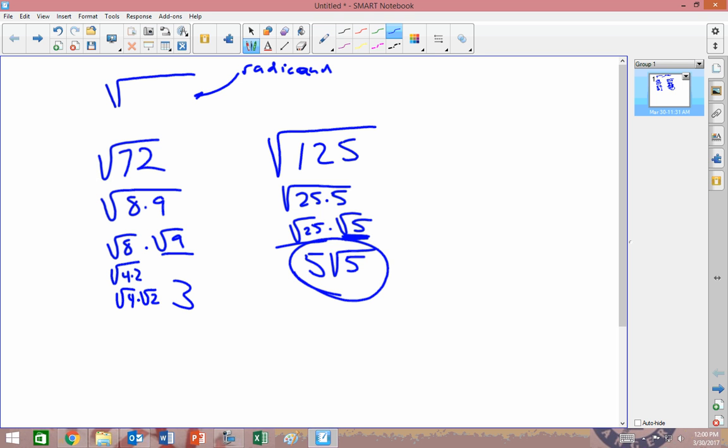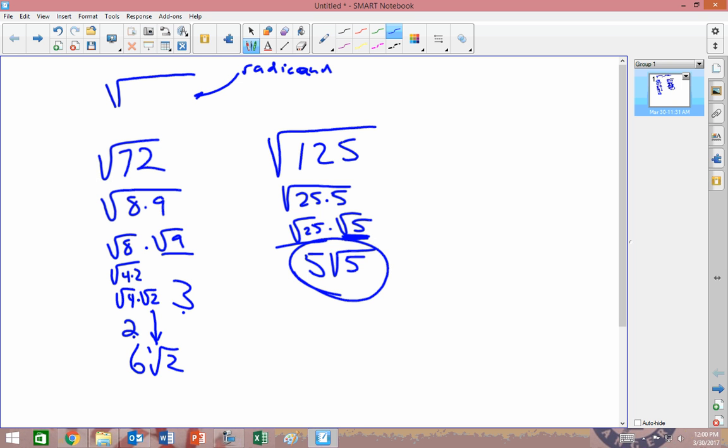So what's the even square root of 4? Square root of 4 is 2. So I've got 2 times 3 times the square root of 2. What's 2 times 3? I bring down my square root of 2, 6 square roots of 2.